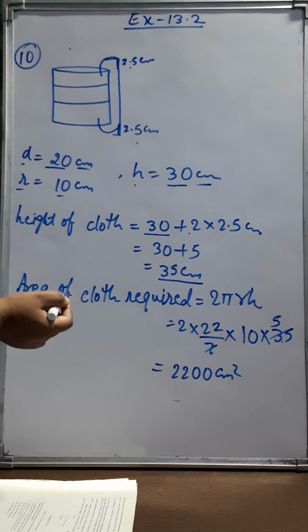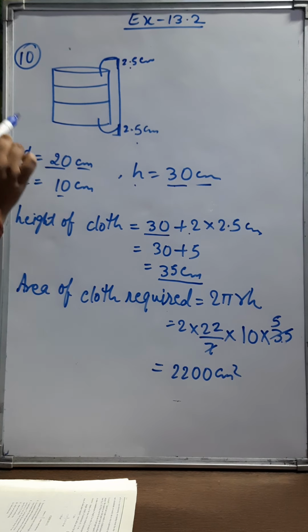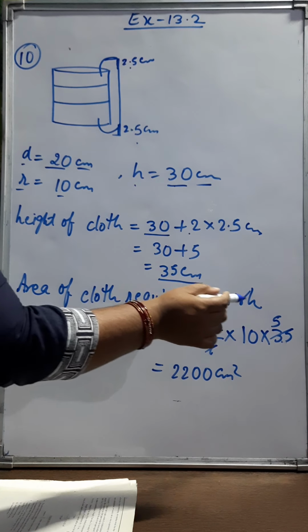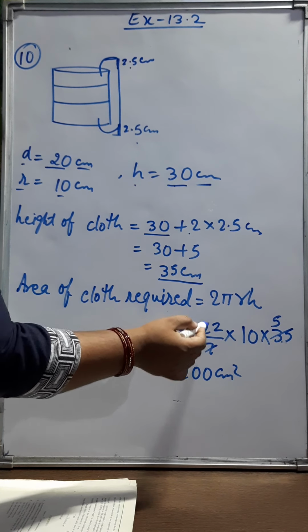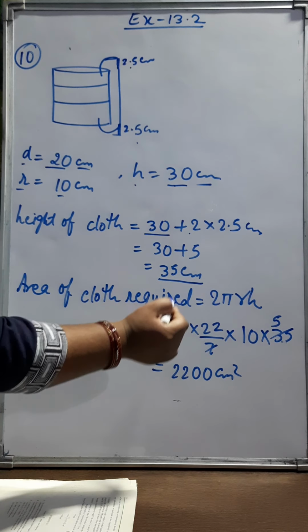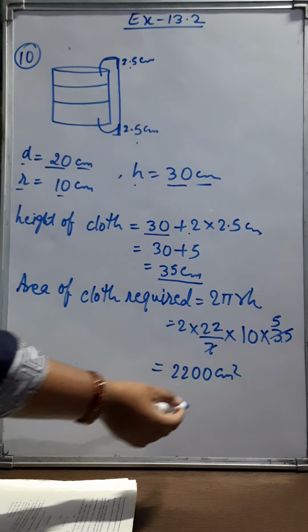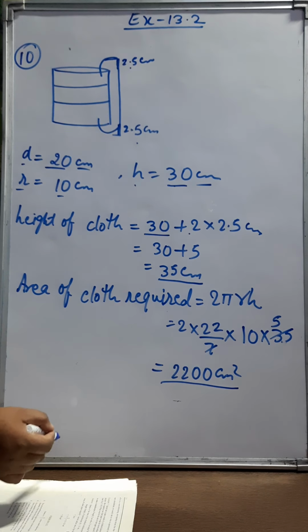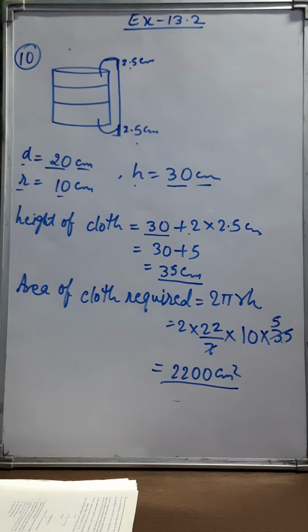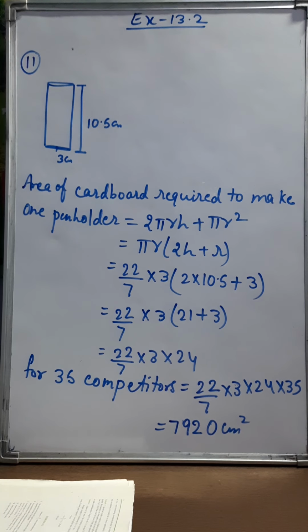Now area of cloth will be equal to curved surface area of the cylindrical lampshade. So it is 2 pi RH. We can put the value 2 into 22 by 7. Radius 10 centimeter. Height we will take 35 centimeter. If you will calculate it, you will get 2200 centimeter square of cloth is required to cover this lampshade.